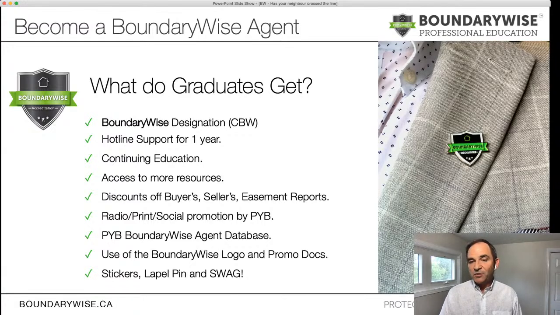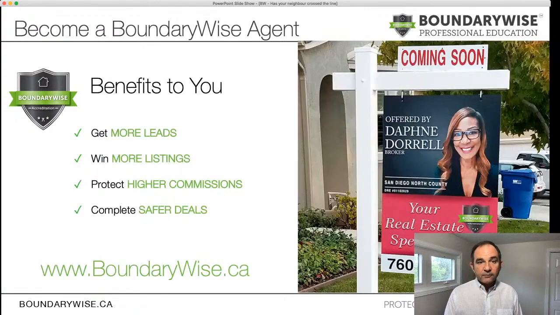You also get hotline support for a year. What does that mean? That means right now, if you're not a Boundary Wise member, you call us for advice or help, we're going to charge you $150 minimum as a consultation fee every time. If you are a Boundary Wise graduate, you get that for free, unlimited for an entire year. Call us as many times as you want, every single deal. Just call us. We'll help you out for free. It's part of the academy. It's part of this professional designation.